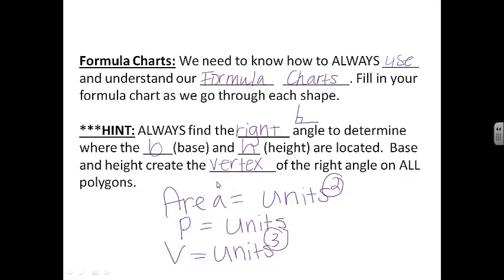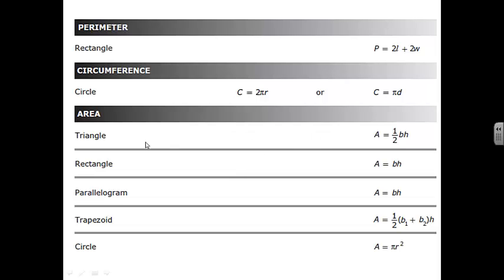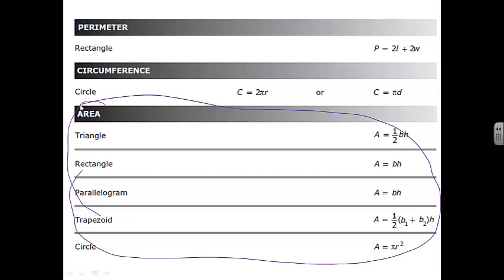All polygons. Let's look at our formula chart. All the way around is the area. This is what we're working with. For perimeter, all we need to know is it's side plus side, dot, dot, dot, however many sides you have, because sometimes they're irregular figures. So I don't really like to use rectangle here. Perimeter means S plus S plus S, side plus side, however many sides you have.